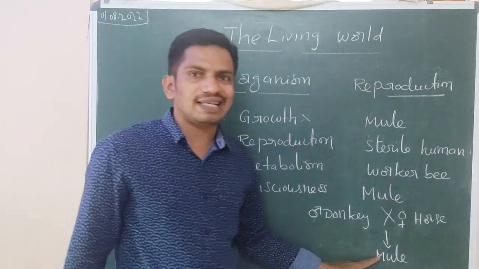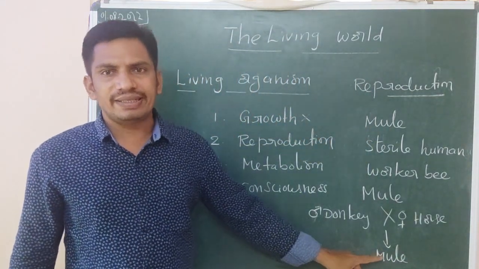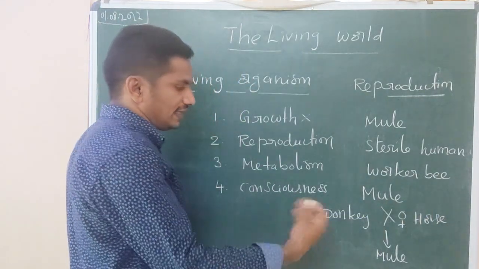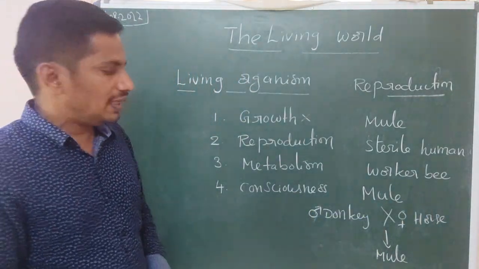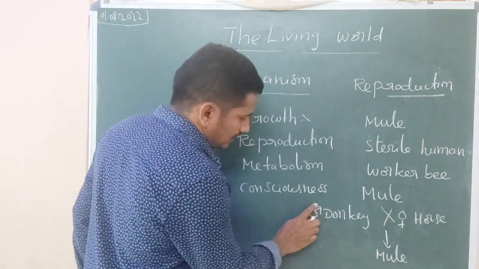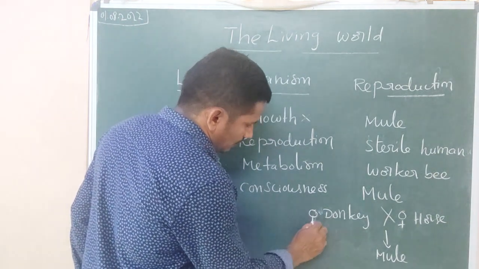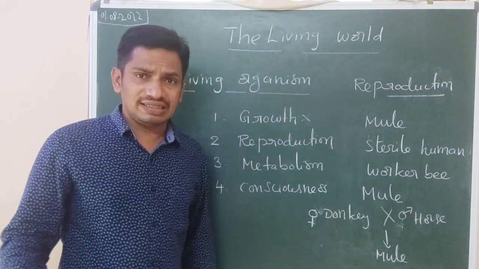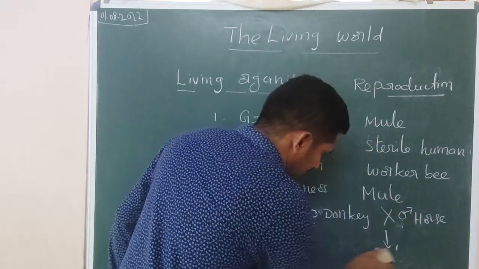This is a sterile hybrid. It can't reproduce again. And in the reciprocal cross, the next time, we can cross a female donkey with a male horse. The resulting one is the hinny.